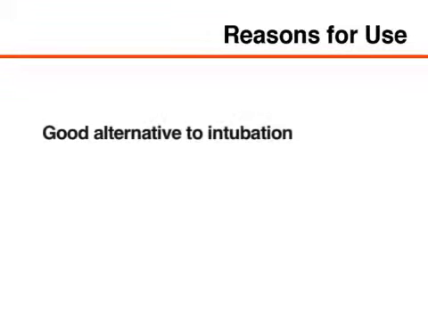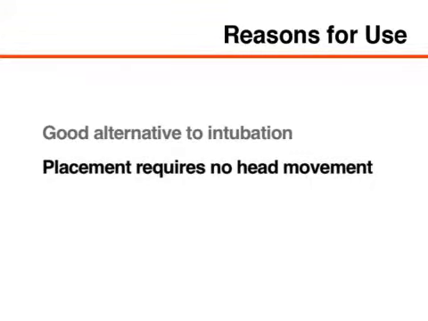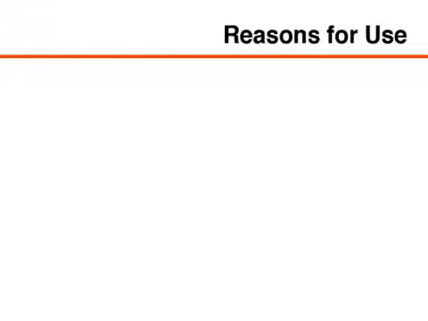It is a good option over placing an endotracheal tube when tracheal intubation is difficult or has failed, and placement can be achieved without head movement in patients with potential instability of the cervical spine, for example in patients with traumatic injuries or rheumatoid arthritis.